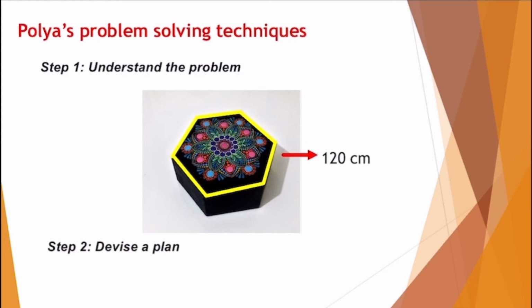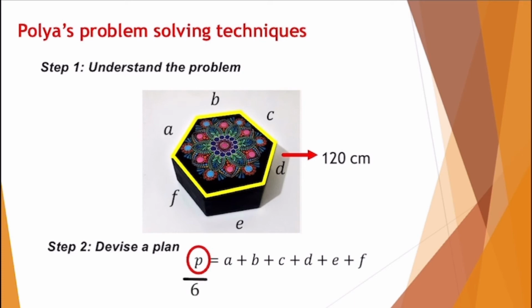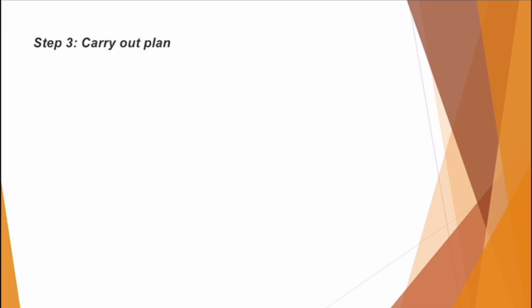Step 2, let's devise a plan. The perimeter of a hexagonal storage is the sum of the measures of its 6 sides. And since the perimeter is given, we need to divide it by 6 to find the measure of each side. Now for our step 3, carry out the plan. Now, let us solve this problem.